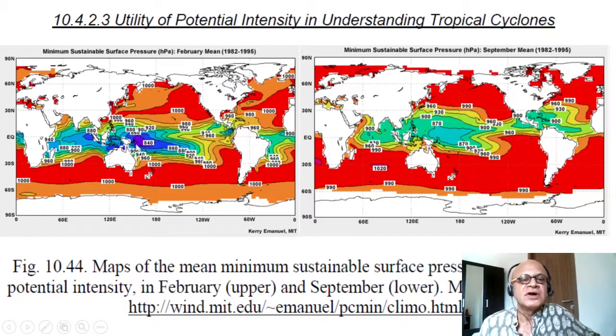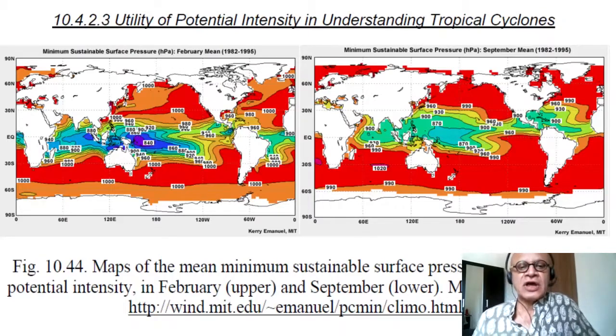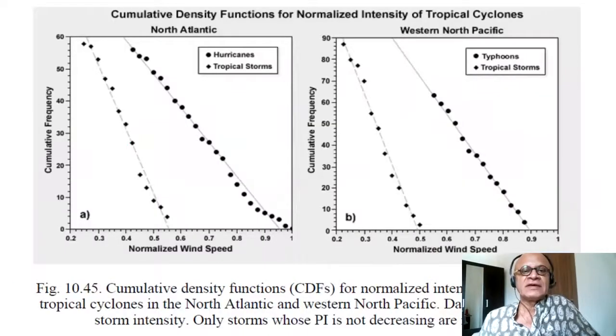Nonetheless, the minimum sustainable surface pressure here is 840 hectopascal, and here it is 870 hectopascal. So obviously this depends on La Nina, El Nino, and whether the El Nino is warming in the eastern Pacific or central Pacific, and so on. Okay, we looked a little bit at how the different flavors of El Nino affect cyclogenesis and so on. So this is another usefulness of defining potential intensity so that you have a good idea.